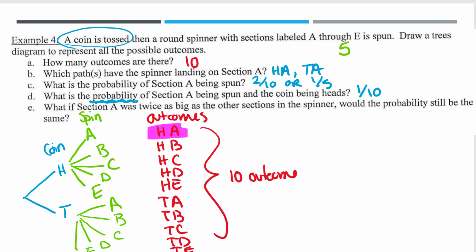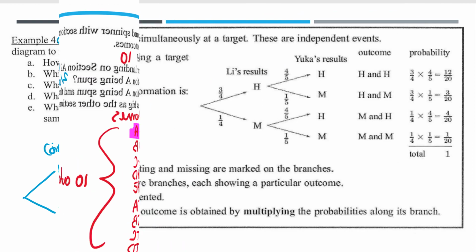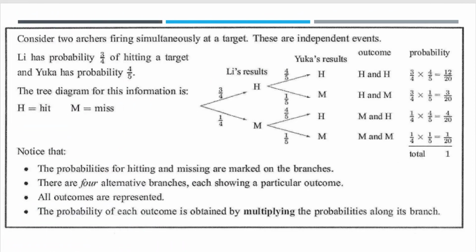What if section A was twice as big as the other sections in the spinner? Would the probability still be the same? So if that section was not an equal part, that means there was more opportunity for the spinner to actually land on A, so the answer would be no. They're not the same.